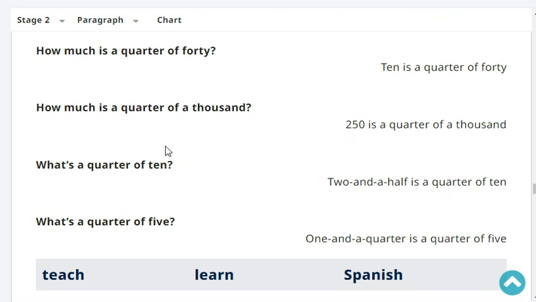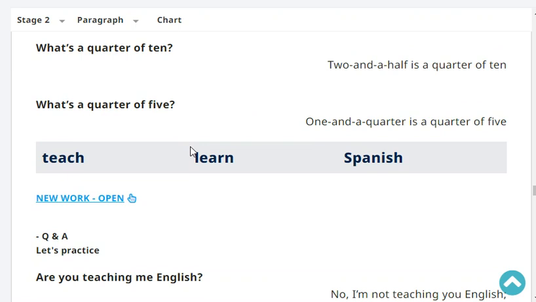What's a quarter of 10? Two and a half is a quarter of 10. What's a quarter of 5? One and a quarter is a quarter of 5. Oh, very good.